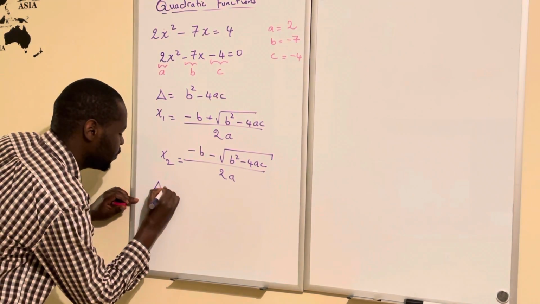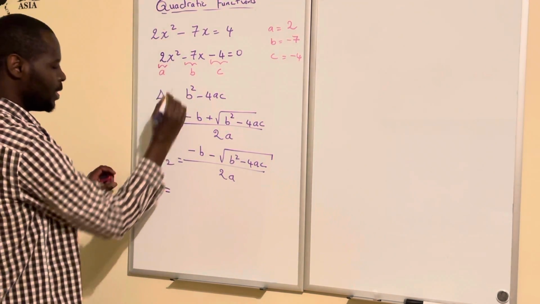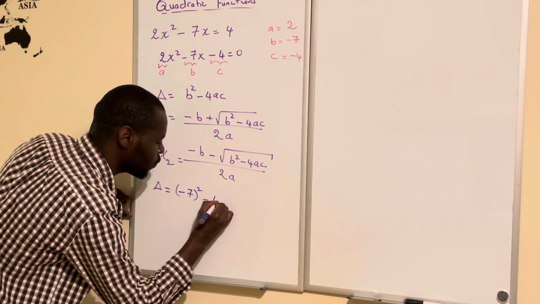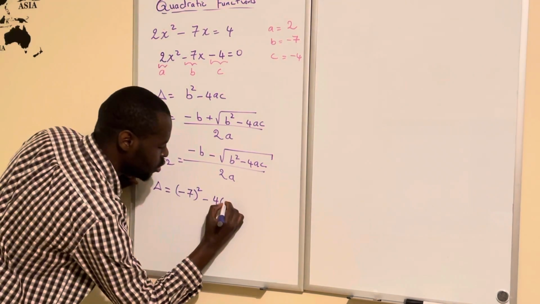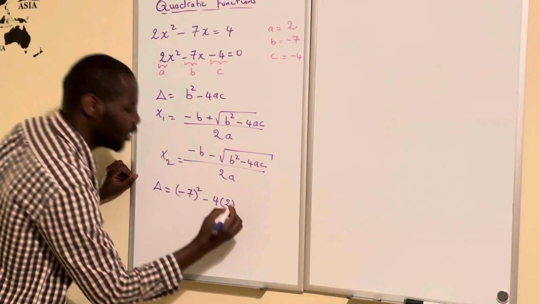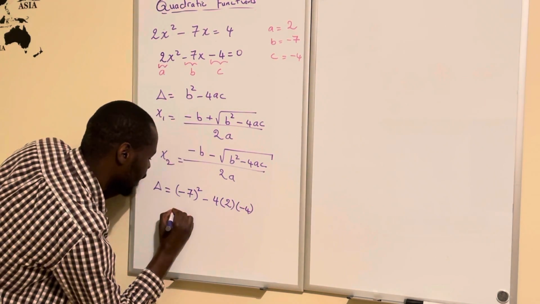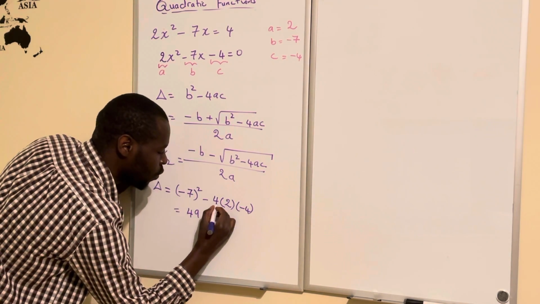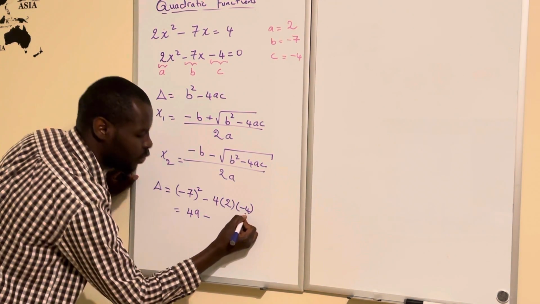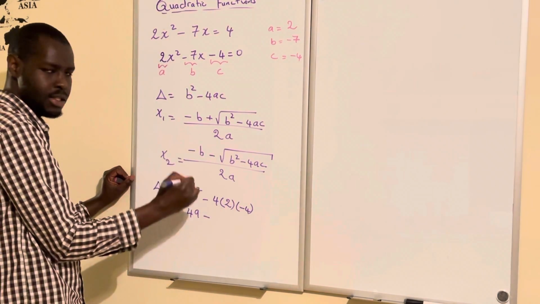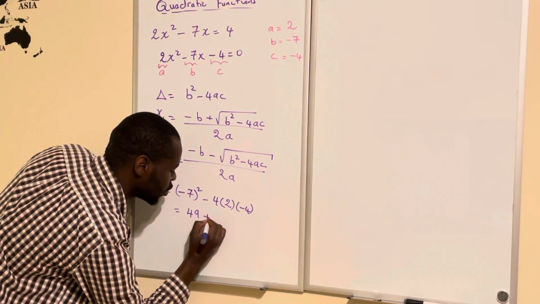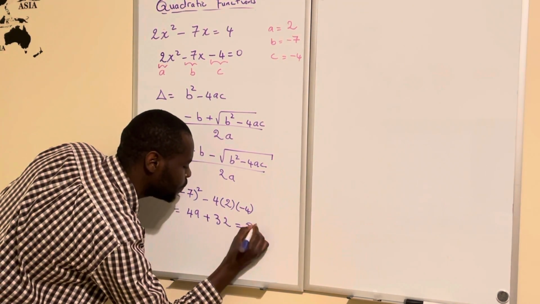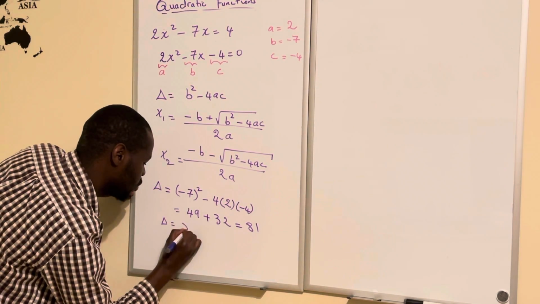So delta equals b squared. What is b? b is negative 7, so negative 7 squared minus 4ac. What is a? a is 2. What is c? c is negative 4. So I get negative 7 squared is 49 minus 4, so negative 4 times negative 4 is positive 16. 16 times 2 is positive 32. So this is 32. 49 plus 32 is 81. So my delta equals 81.